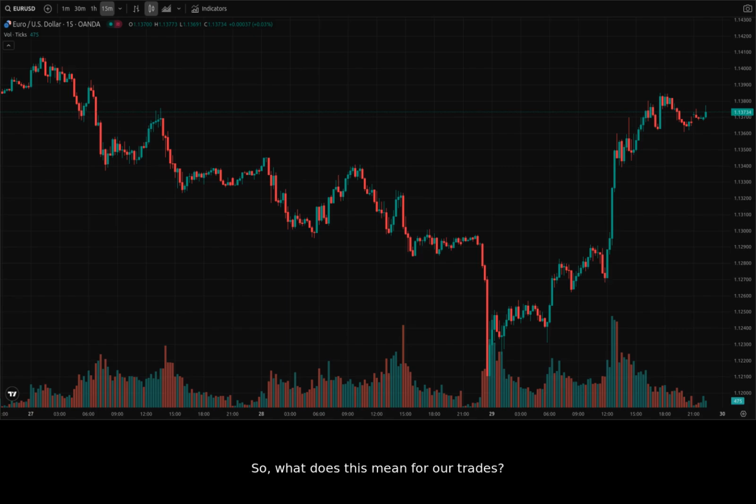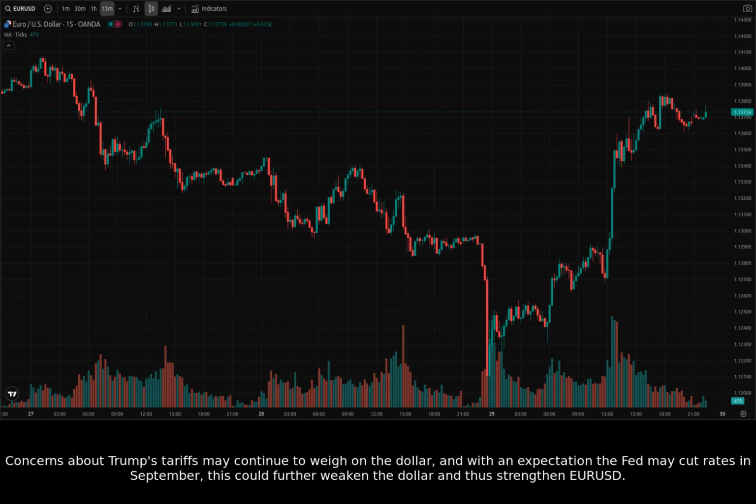So, what does this mean for our trades? Well, looking at the news and the chart data, there are mixed signals. Concerns about Trump's tariffs may continue to weigh on the dollar, and with an expectation the Fed may cut rates in September, this could further weaken the dollar and thus strengthen EURUSD.